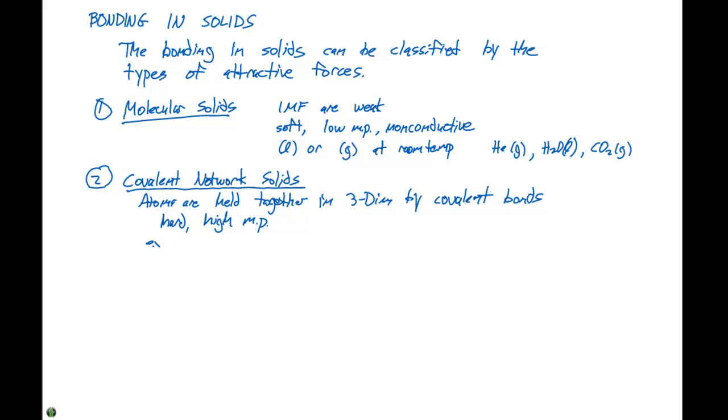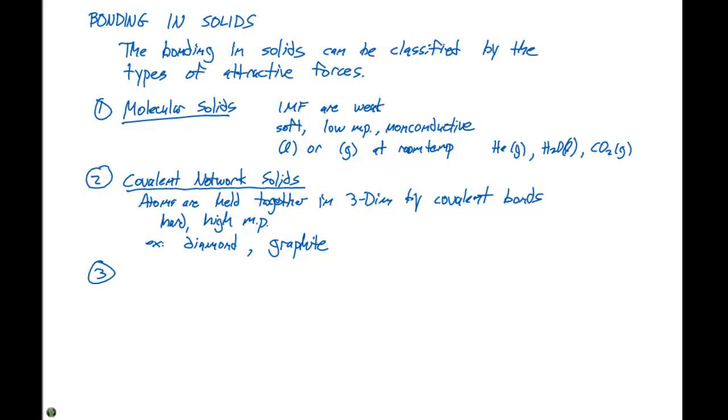And some examples of these are diamond, where carbon is in the sp3 configuration. Also silicon, germanium, and gray tin are examples of this. And also graphite is an example of a covalent network solid. And here we have sheets of carbon held together by intermolecular forces between the sheets.